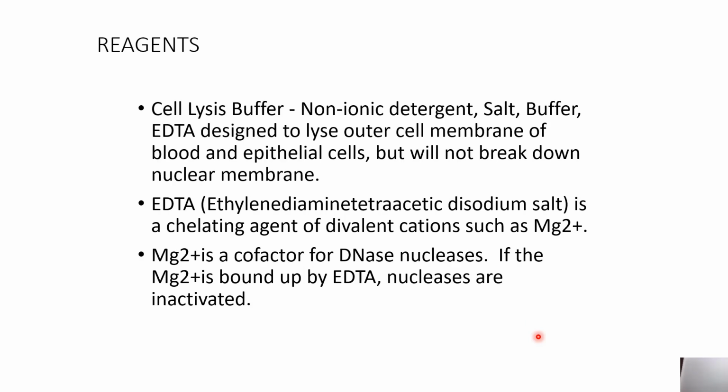Okay. If we talk about the reagents, what are cell lysis buffers? Which buffer can break the cells? It will have a non-ionic detergent, salt, and buffer. EDTA is designed to lyse the outer cell membrane of blood and epithelial cells, but will not break down the nuclear membrane. Okay, it's a chelating agent of divalent cations such as magnesium. Now, Mg2+ is a cofactor for DNase nucleases. If the magnesium is bound up by EDTA, nucleases are inactivated.